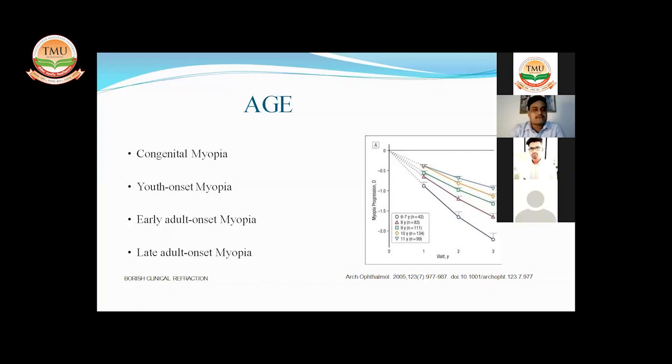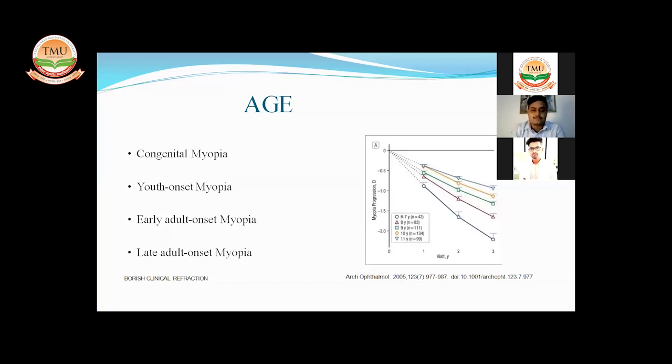So congenital myopia is simply the myopia which is caused by birth factors. Then there is youth onset myopia, where school going children are affected by myopia very fast. Early adult onset myopia means that when the eyeball is increasing with the body shape and size, the process of emmetropization will not stop at a particular point of time, but will further progress the myopia. And the late adult onset myopia is due to the environmental and lifestyle conditions that we are living in.